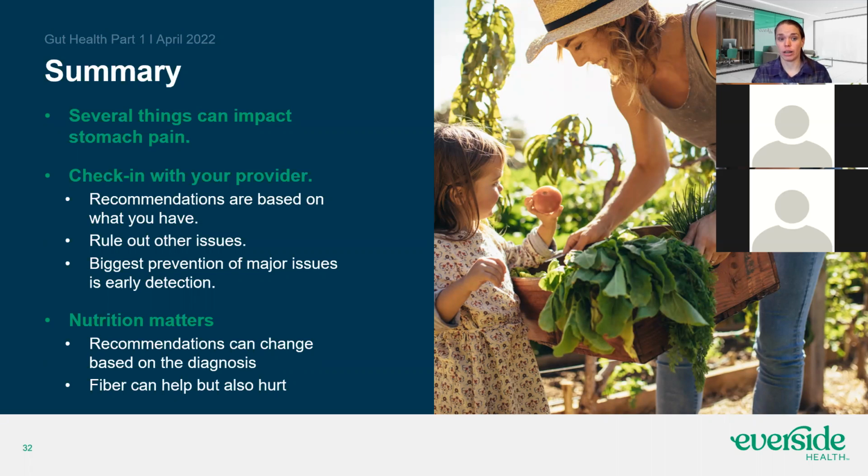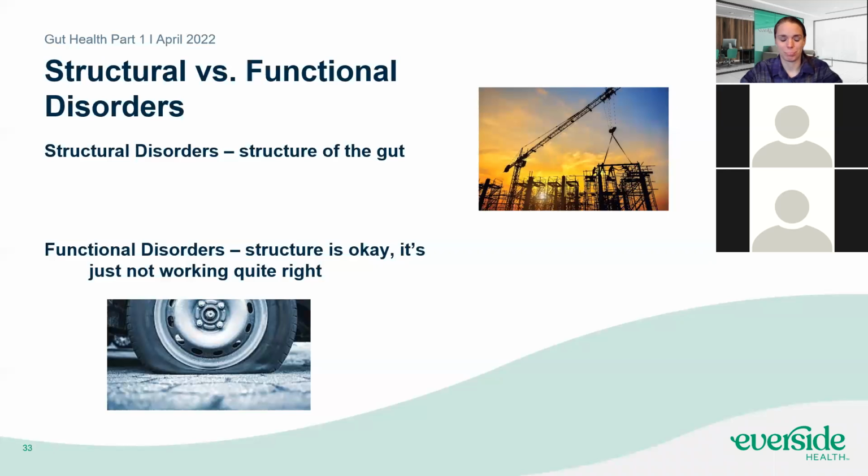Nutrition does matter. It's going to change based on your diagnosis and if you have a flare up. Fiber can help, but there are certain points where it can hurt. If you have whole grains and you have celiac disease, that's going to hurt. But generally fiber is going to be a great friend for you as far as GI health. I do not get tired of saying to have a high fiber diet because it helps a bunch.